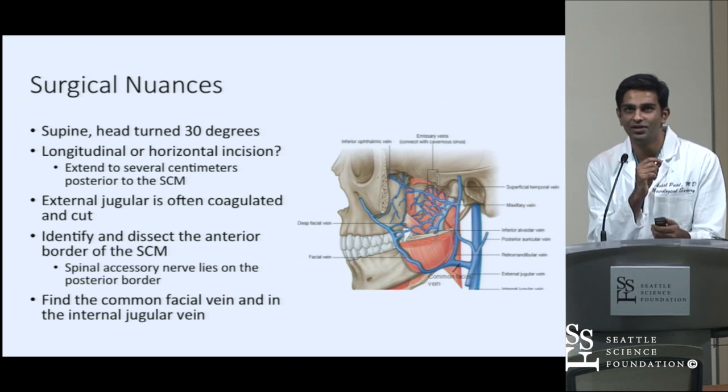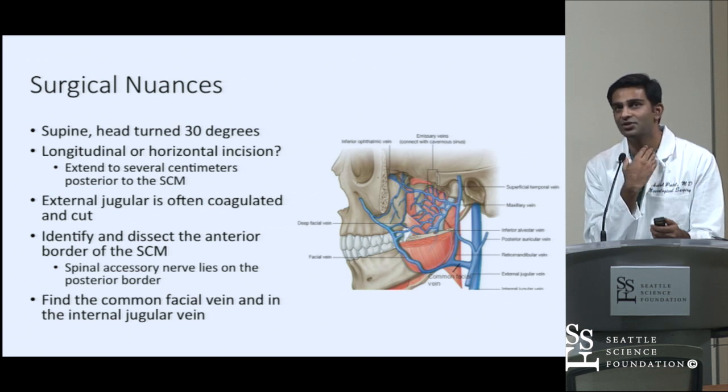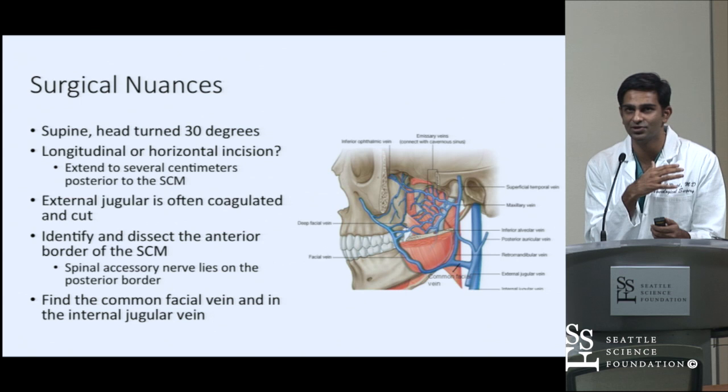What is the key maneuver here is to identify the anterior border of the sternocleidomastoid and dissect up and down it. I typically have just used monopolar electrocautery and just find my way up and down the anterior border of the sternocleidomastoid, and that's been satisfactory to expose really that region. But that should be your first landmark.